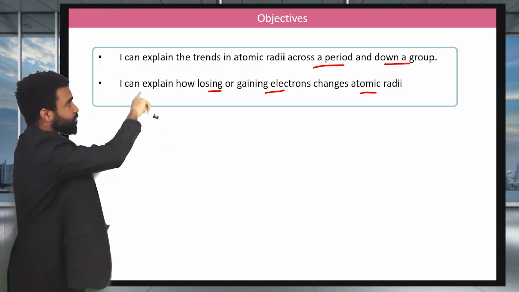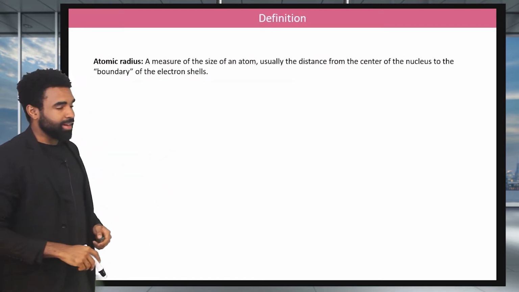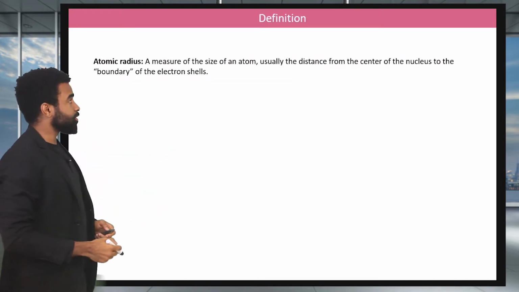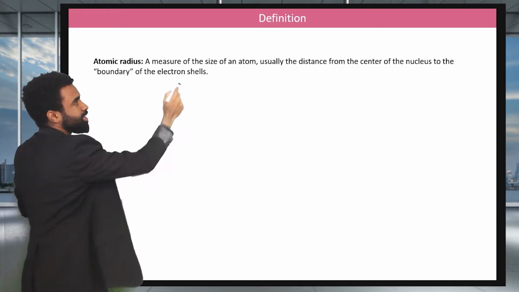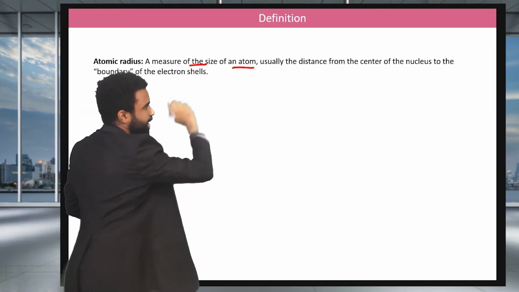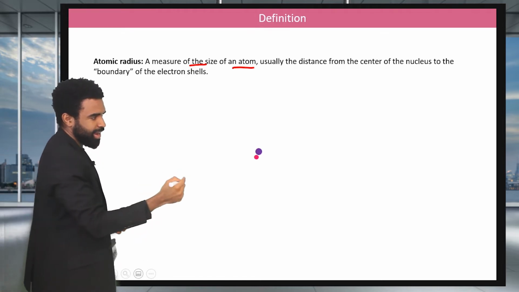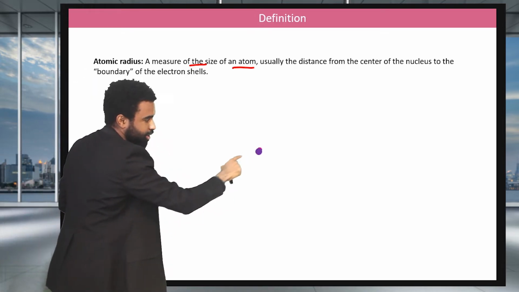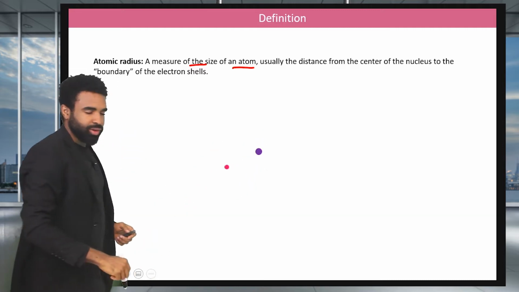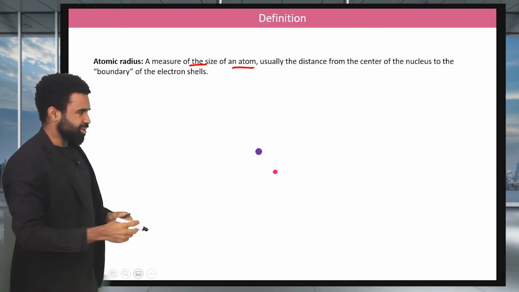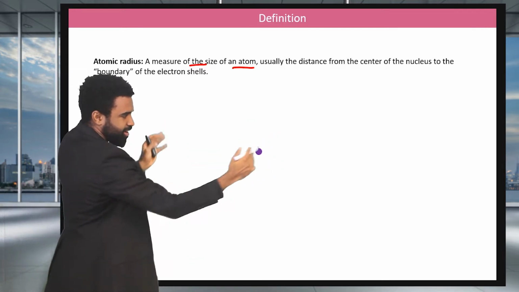So let's begin with this first thing about atomic radii. What's the definition of an atomic radius? An atomic radius is basically just a measure of the size of the atom. But it's a bit hard to define exactly, right? Because an atom consists of a nucleus and one or more electrons orbiting or going around that nucleus. What exactly is the size of this atom?